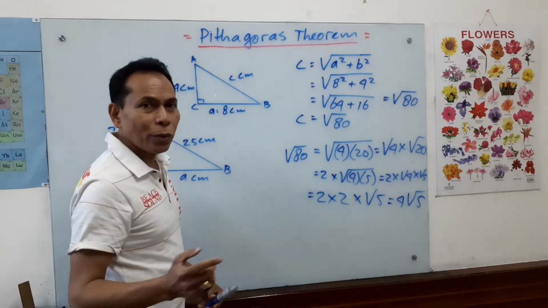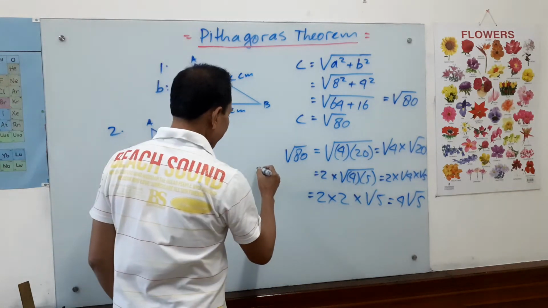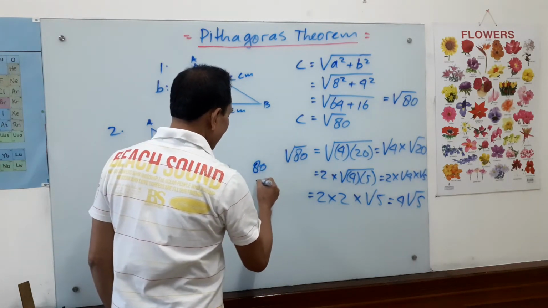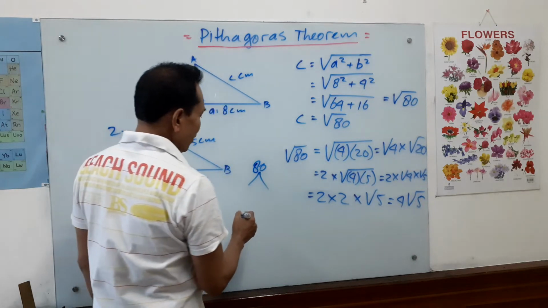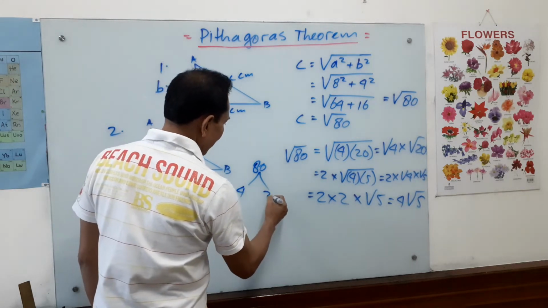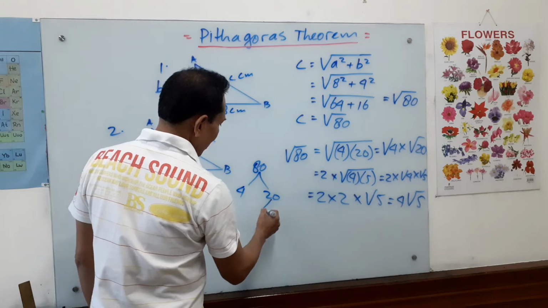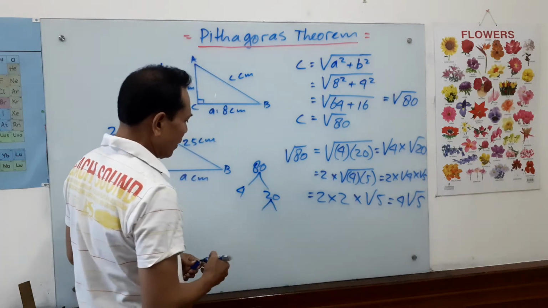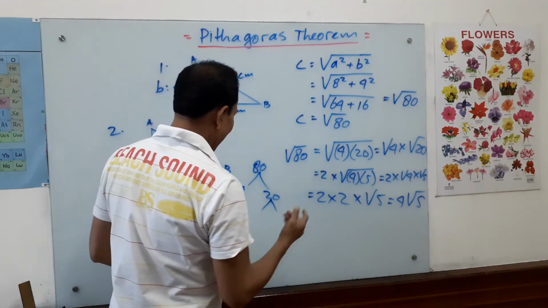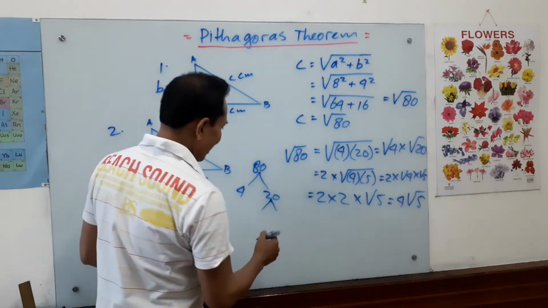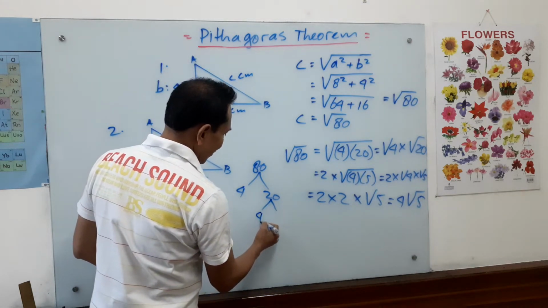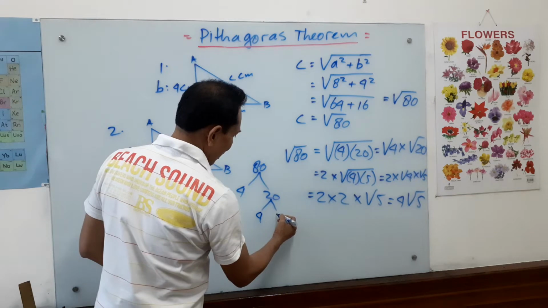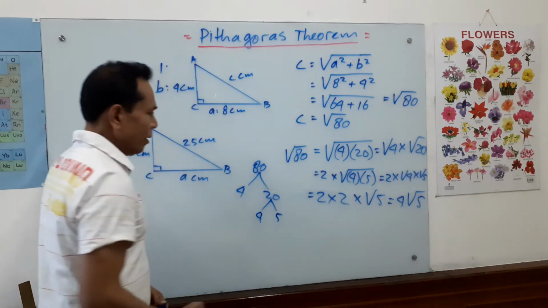We can also use factor 3. So 80 here, we use 4 and 20 here. And we can use another way: 2 and 40, but it will take a long time.